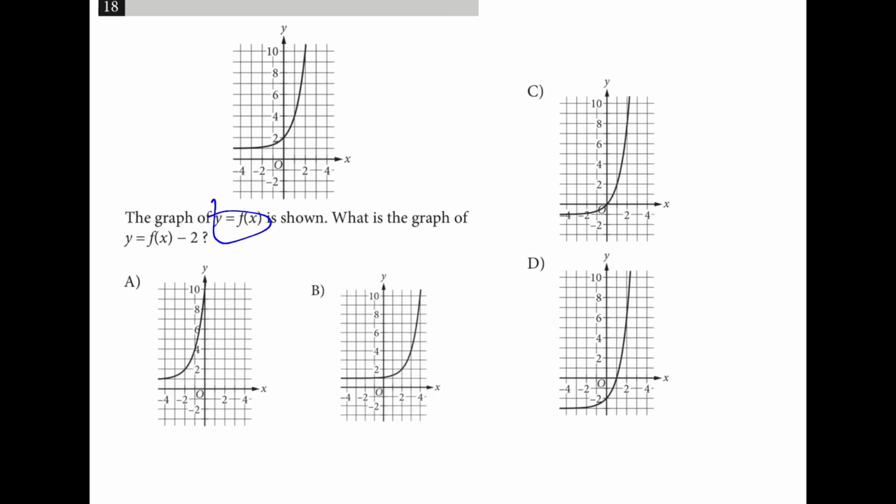If this is f of x here, how do I get f of x minus 2? Well, I just move the entire graph down 2. So instead of crossing at (0, 2), we should be crossing at (0, 0), like C.